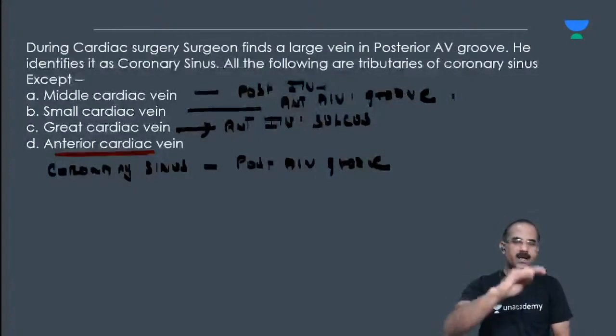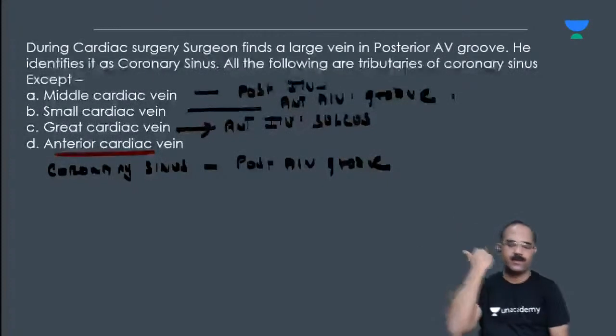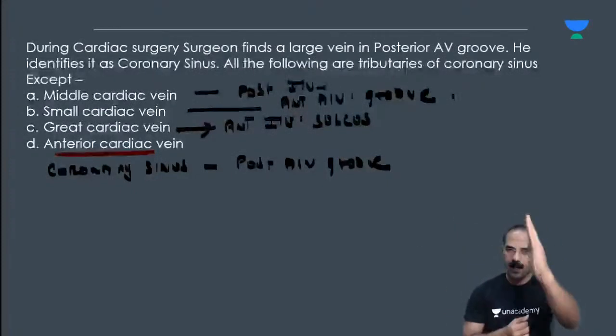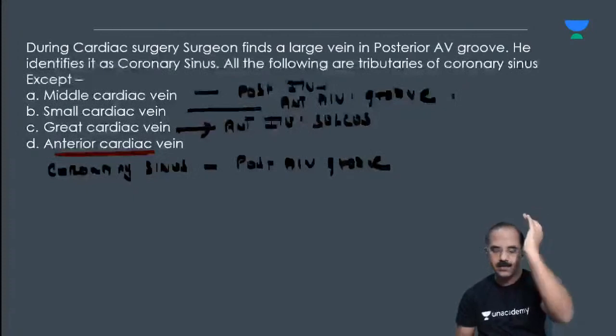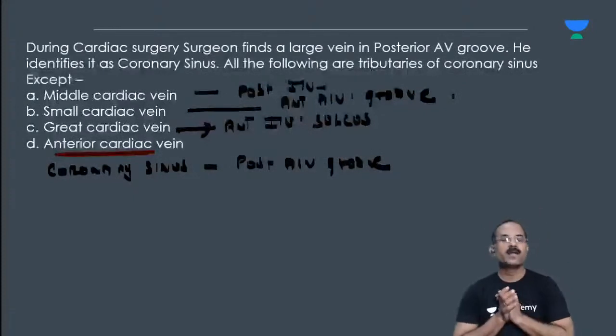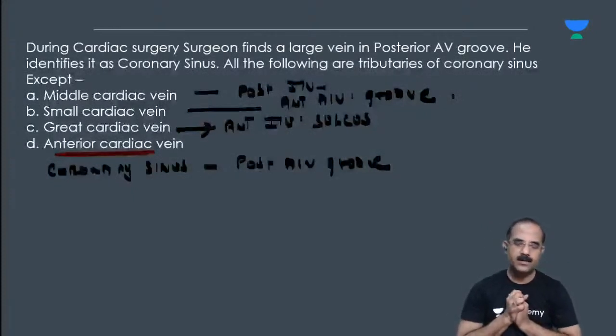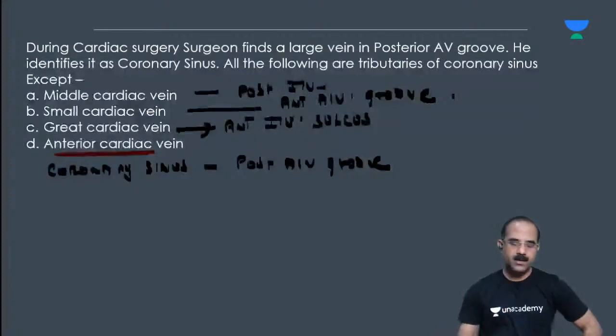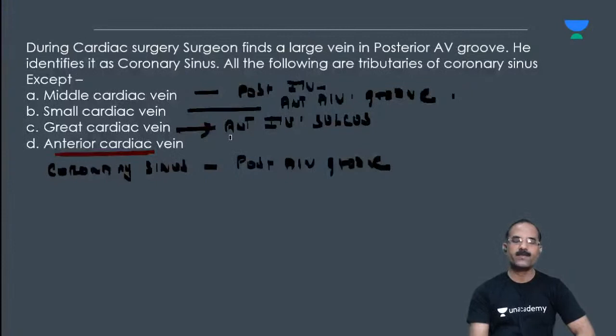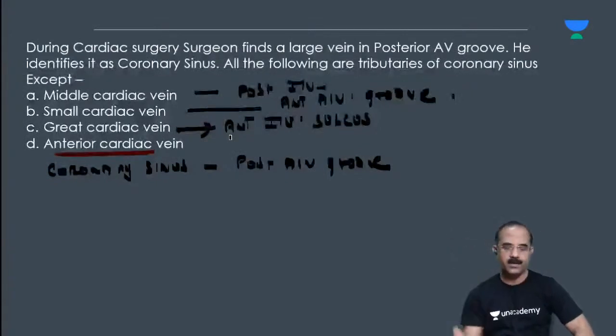Okay. So middle cardiac vein in the posterior interventricular groove. Small cardiac vein in the anterior atrioventricular groove. The great cardiac vein lies in the anterior interventricular groove, and the coronary sinus lies in the posterior atrioventricular groove.